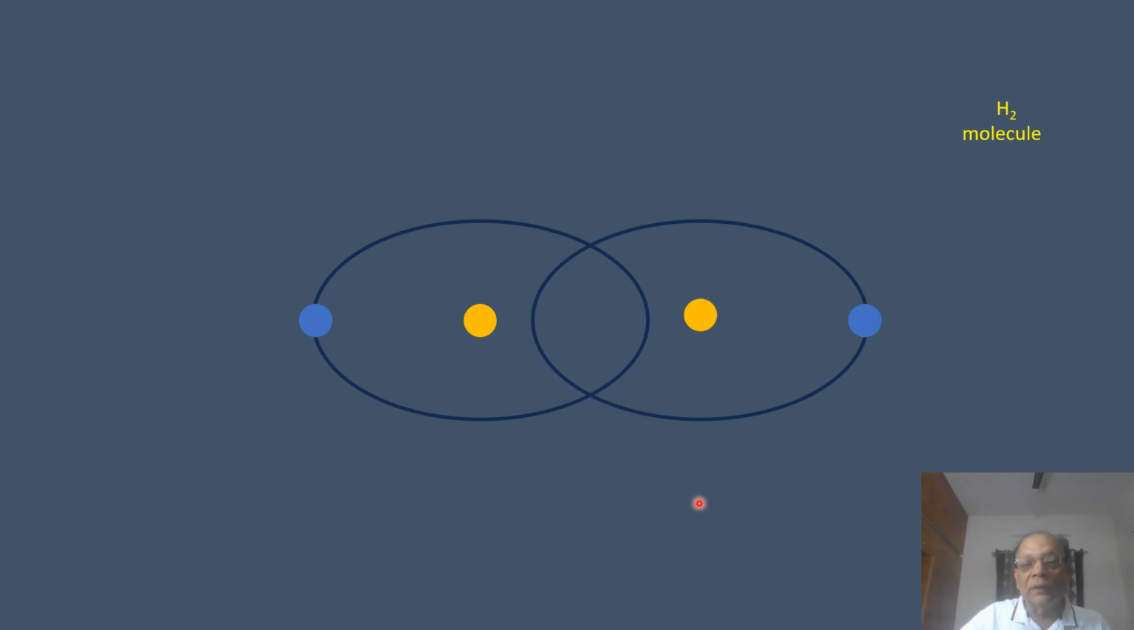Now this is the structure of hydrogen molecule. This is the structure of hydrogen molecule, and these electrons will revolve around the 2 atoms. You see, the overlap has taken place here, and therefore you can see that 2 electrons are at some point or the other belonging to both the atoms. So this is the formation of hydrogen molecule.